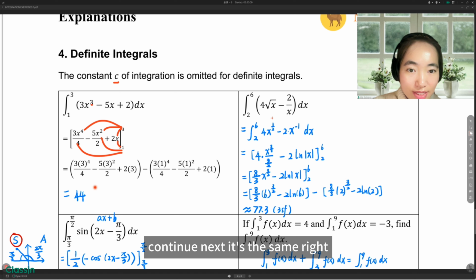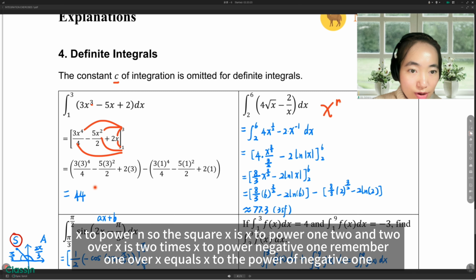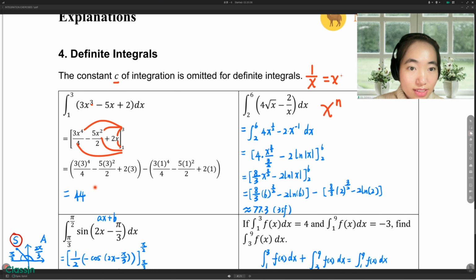Continue. Next, it's the same. I said many times, when you see a square root or 1 over x, you need to raise it to the power, x to the power n. So the square root of x is x to the power 1/2, and 2 over x is 2 times x to the power negative 1. Remember, 1 over x equals x to the power of negative 1.